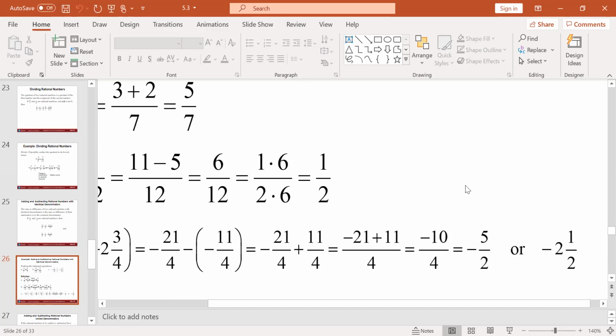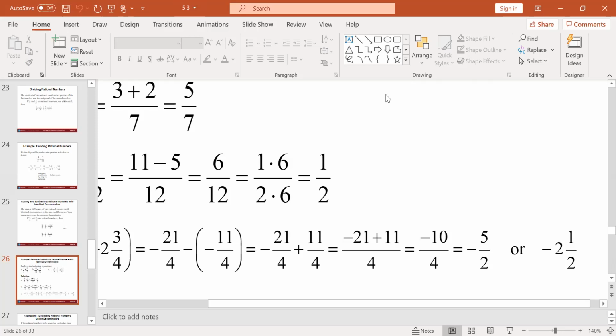-5 over 2 in that answer. Any questions on that? Pretty straightforward. How many of you like it when they have the same denominator? How many of you are like, yeah, that's what I want to see?